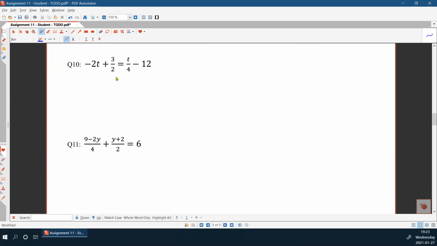Okay, question 10, again, in general, we need to combine all the one order terms, right? That means we need to move t over 4 to the left-hand side. But note that this will give us a minus coefficient, right? Which we don't like. So we can put minus 2 to the right-hand side of the equation. And at the meantime, put minus 12 to the left-hand side of the equation, right? But another problem is that when you try to combine all the one order terms, you have both integer and ratio coefficients. So this will complicate the problem.